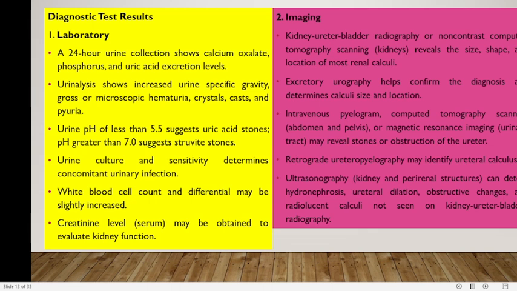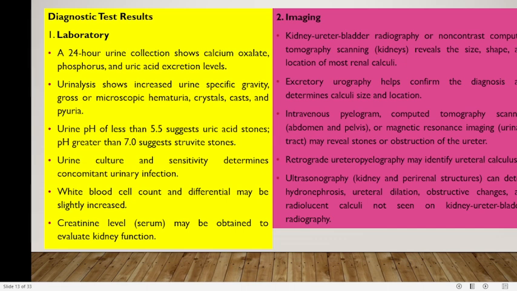We have urine culture and sensitivity, which determines concomitant urinary infection. White blood cells and differential may be slightly increased. The creatinine level may be obtained to evaluate kidney function. On imaging, we have the KUB or non-contrast CT scan. This one normally reveals the size, shape, and location of most renal calculi. We have excretory urography. This one helps confirm the diagnosis and determines calculi size and location.